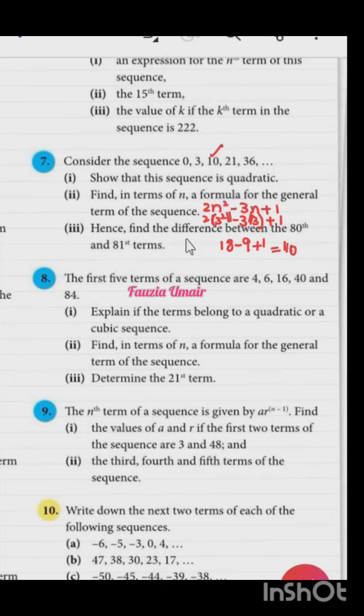So what was the 80th term and what was the 81st term, and the difference between them? The 80th term was 12,561. And the difference was, wait a second, it was 319. All right, so that's okay.